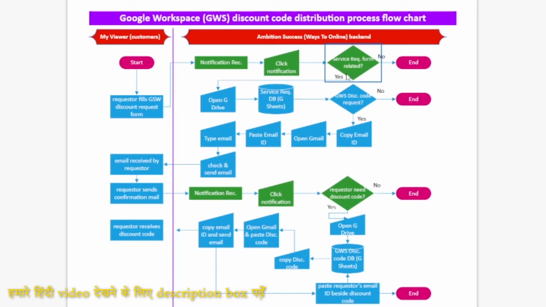Then I see whether that email is related to the service request form. Service request form means any email which comes to me after my viewer fills the service request form, the form I just mentioned a few minutes back. Then if it is related to service request, then I go ahead. But if it is not, then I decide what to do. Here I am showing it as end.